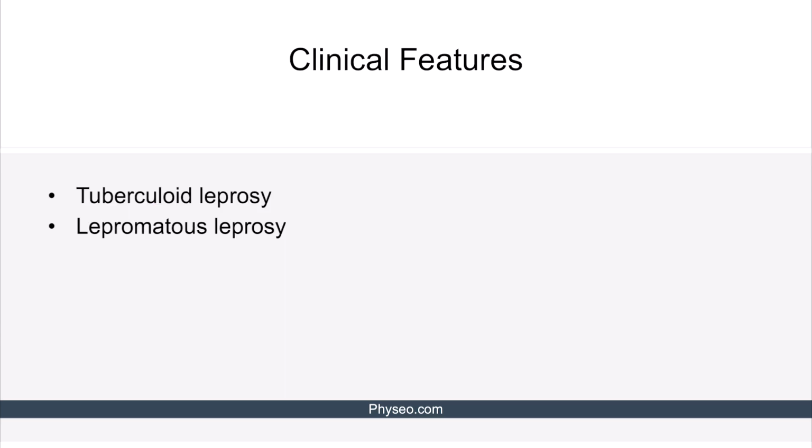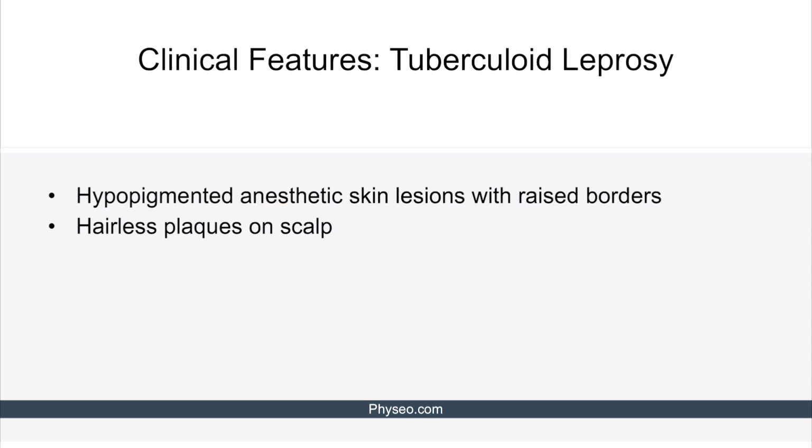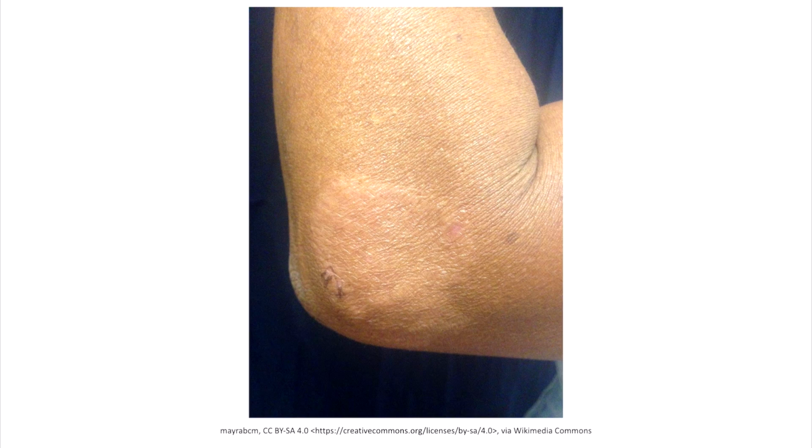The clinical features depend on whether the host develops tuberculoid leprosy or lepromatous leprosy. Tuberculoid leprosy is characterized by hypopigmented anesthetic skin lesions with raised borders and hairless plaques on the patient's scalp. Here's an image depicting the characteristic hypopigmented skin lesion that can be seen in a patient with leprosy.